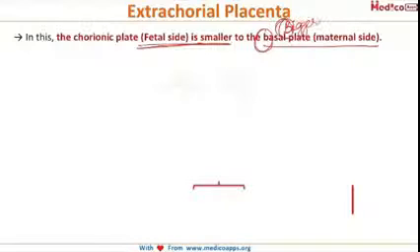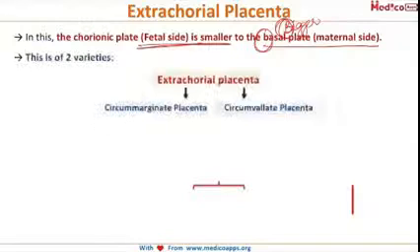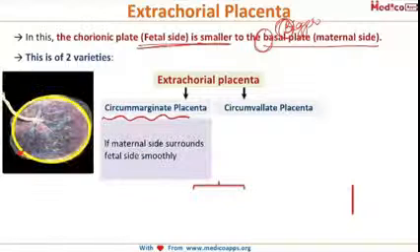Now, as the fetal side is smaller, it is surrounded on all the sides by the maternal side of the placenta. And this surrounding can be of two types, and according to this, the extrachorial placenta is also of two types. It can be circummarginate placenta, in which the surrounding of the maternal side around the fetal side is very smooth. As you can see in this diagram, the transition between the maternal side of the placenta and the fetal side of the placenta is very smooth, and so it is called circummarginate placenta.